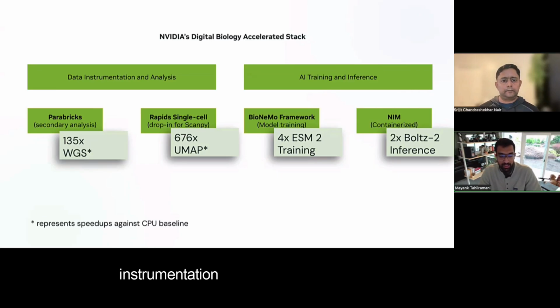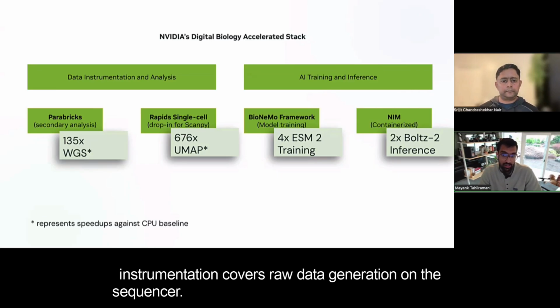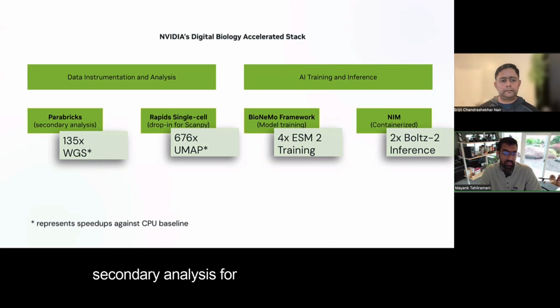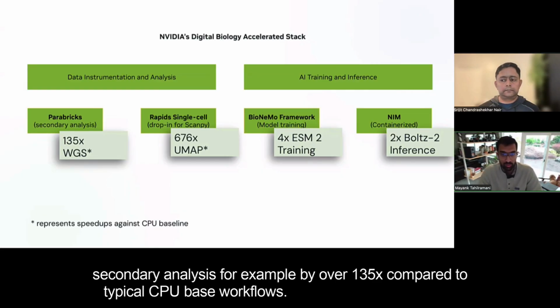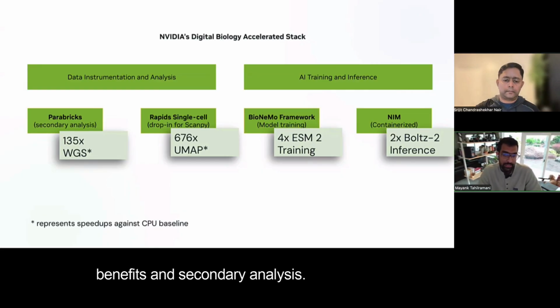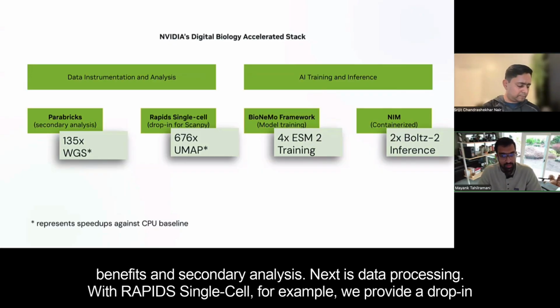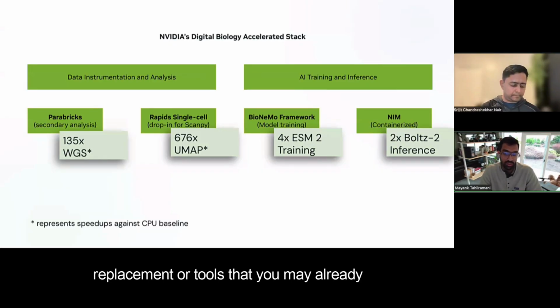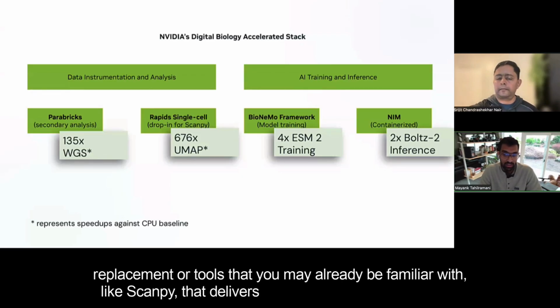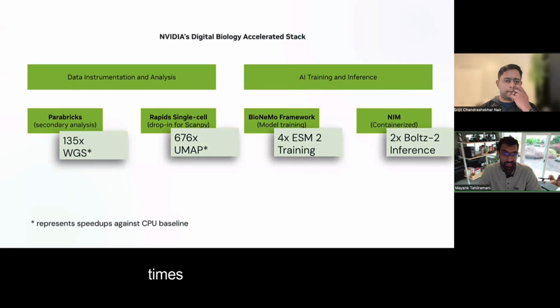Data instrumentation covers raw data generation on the sequencer. Databricks can speed up whole genomic secondary analysis, for example, by over 135x compared to typical CPU-based workflows. That gives you immediate benefits in secondary analysis. Next is data processing. With rapid single cell, for example, we provide a drop-in replacement for tools that you may already be familiar with, like ScanPy, that delivers massive acceleration over 600 times faster compared to CPU baseline.